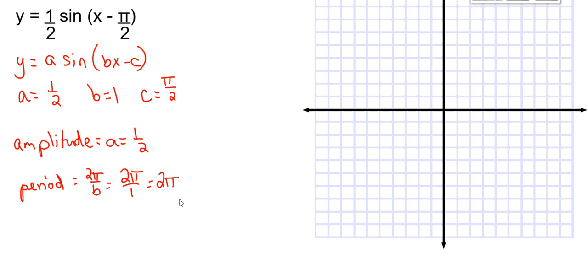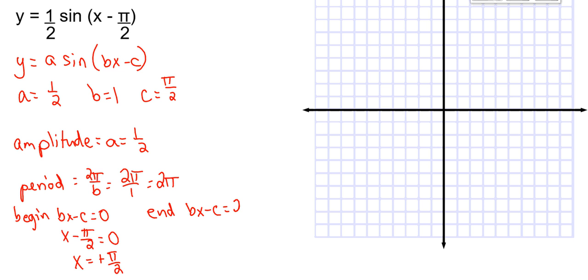And then we want to do this beginning and ending. So the beginning of a cycle is when bx minus c equals 0. So that's x minus pi over 2 equals 0. So that's x equals positive pi over 2. And the end of the cycle is when bx minus c equals 2 pi. And so that is going to be x minus pi over 2 equals 2 pi. So I'm going to add pi over 2.